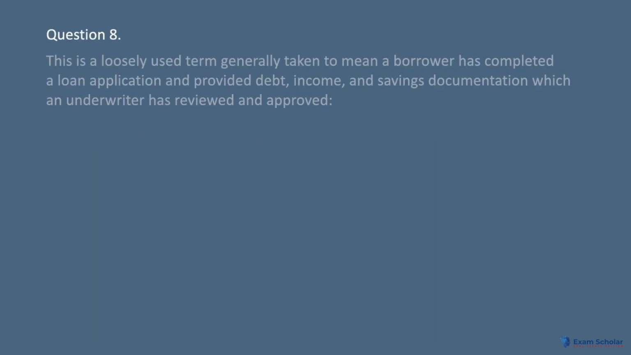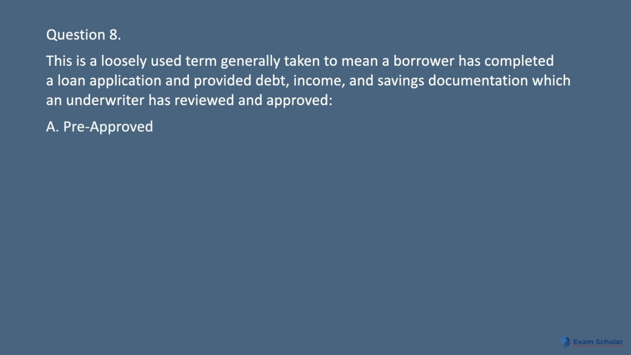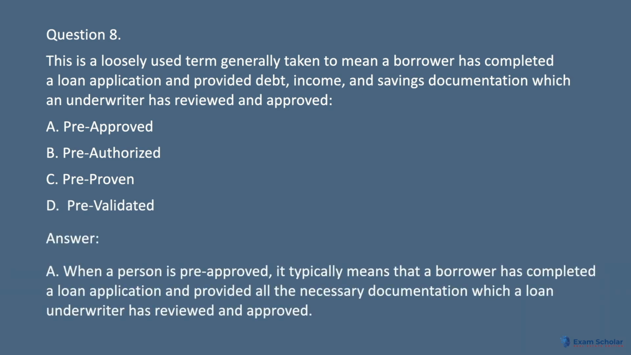Question 8. This is a loosely used term generally taken to mean a borrower has completed a loan application and provided debt, income, and savings documentation which an underwriter has reviewed and approved. A. Pre-approved. B. Pre-authorized. C. Pre-proven. D. Pre-validated. Answer: A. When a person is pre-approved, it typically means that a borrower has completed a loan application and provided all the necessary documentation which a loan underwriter has reviewed and approved.